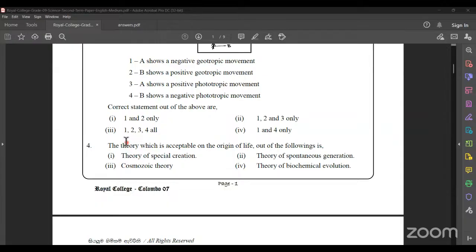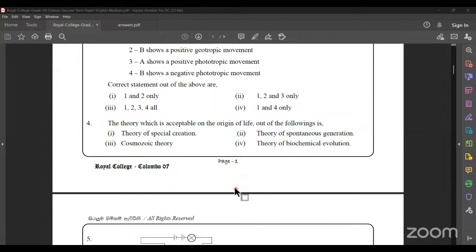Theory of spontaneous generation means people thought that life generated from non-living things in a spontaneous manner. That is also not acceptable. And cosmozoic theory suggests that life came from outer space, like via meteorites. So this theory is also not accepted. Then the theory of biochemical evolution. Here, this is the accepted one.